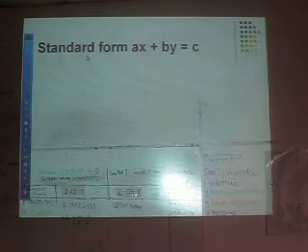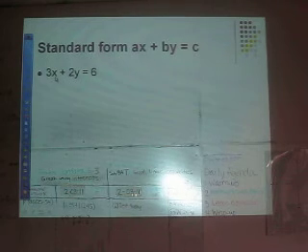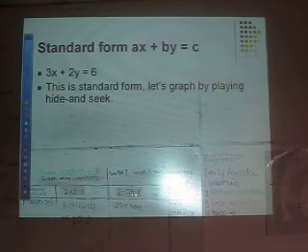Usually when you see an equation in standard form, you will graph using intercepts. This equation is in standard form. We have 3, the coefficient of x. In the other term, we have 2, the coefficient of y. And on the right side of the equation, we have a constant. Because it's a standard form, let's graph by playing hide and seek.